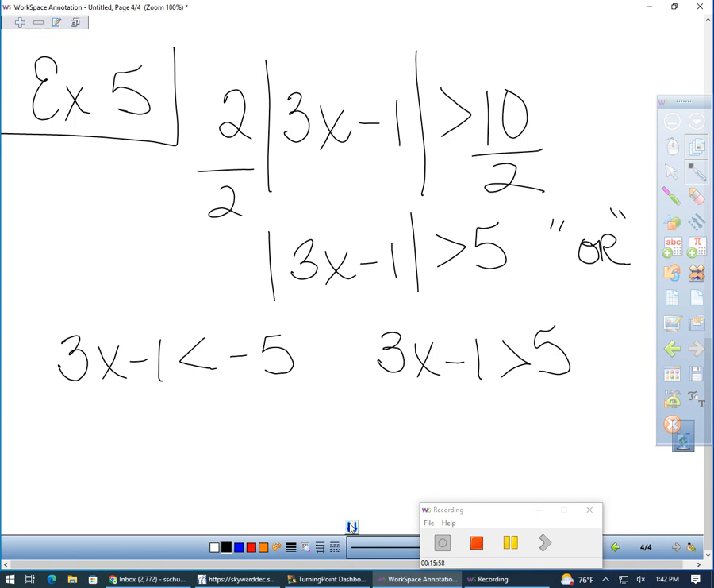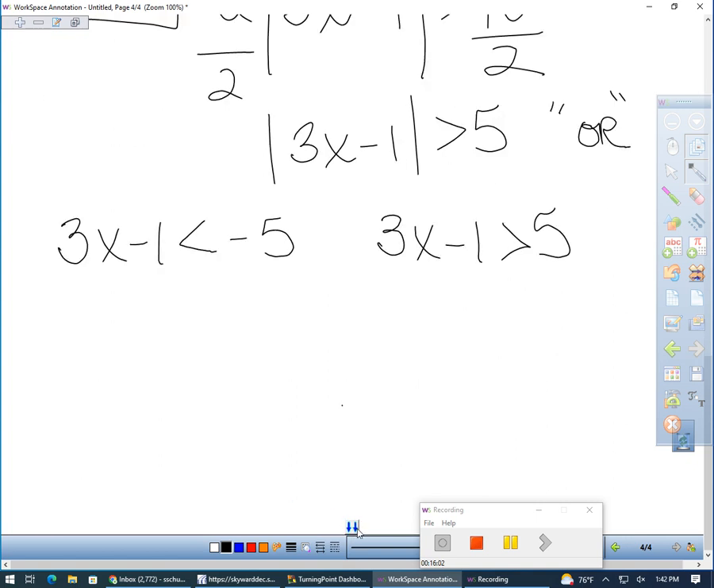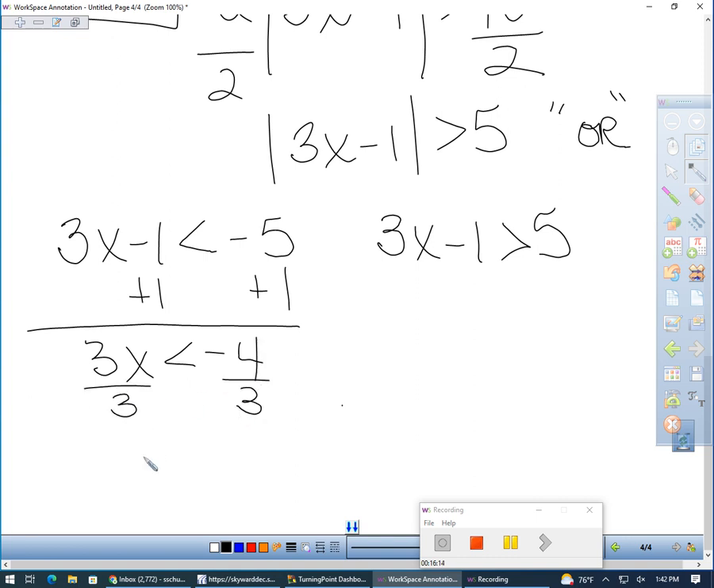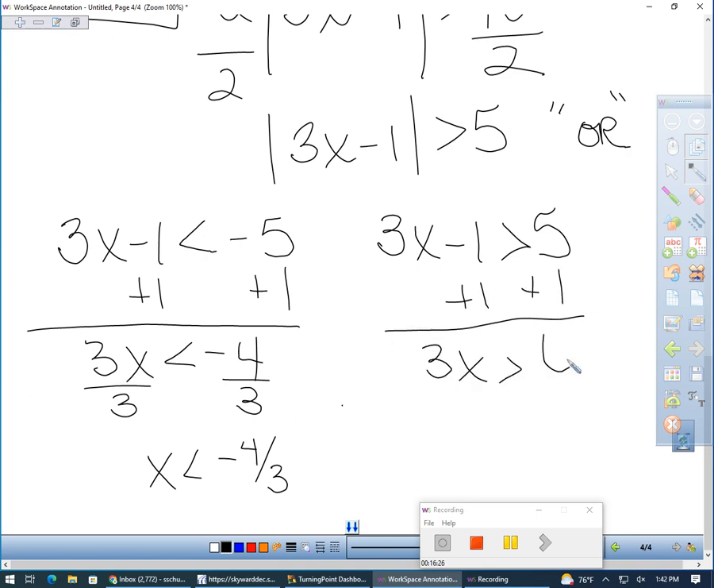So now we're just going to solve each. First one, I'm going to add 1 to both sides. So I have 3x is less than negative 4. Divide both sides by 3. And we get x is less than negative 4/3. Over here, I'm going to add 1 to both sides. We have 3x is greater than 6. Divide both sides by 3. And we get x is greater than 2.